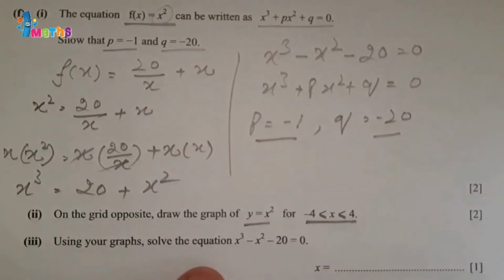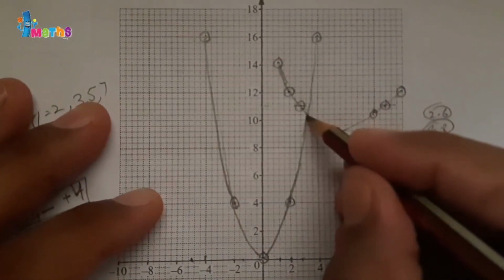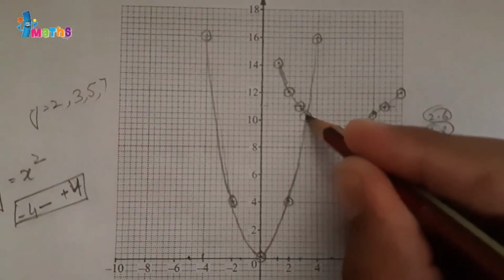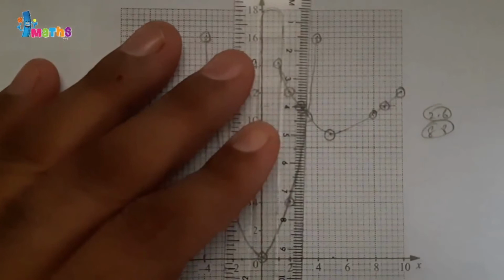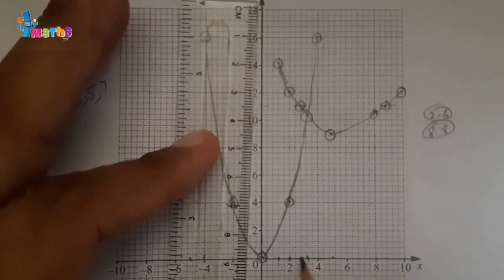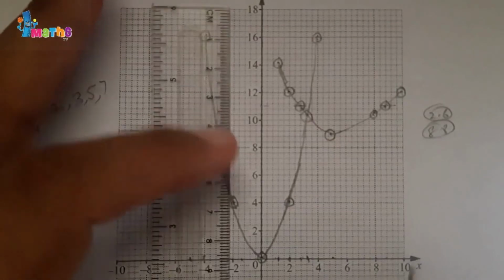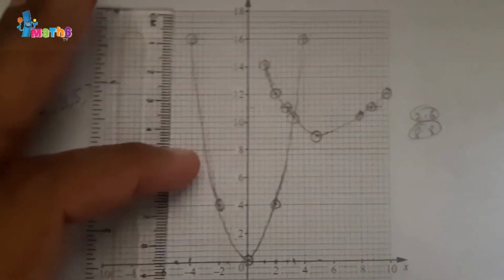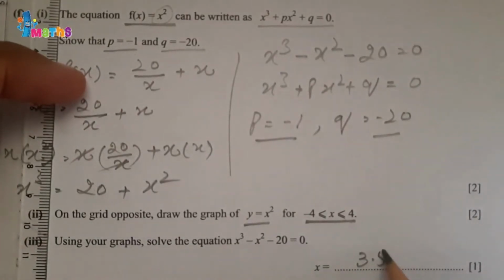Using your graph, solve the equation. So using our graph which we have just plotted, the point of intersection is this one, and if we check the x value for this, x value will be at this point. So we can say this is 3.6 or 3.5, something like that. So we can write the value of x as 3.5.